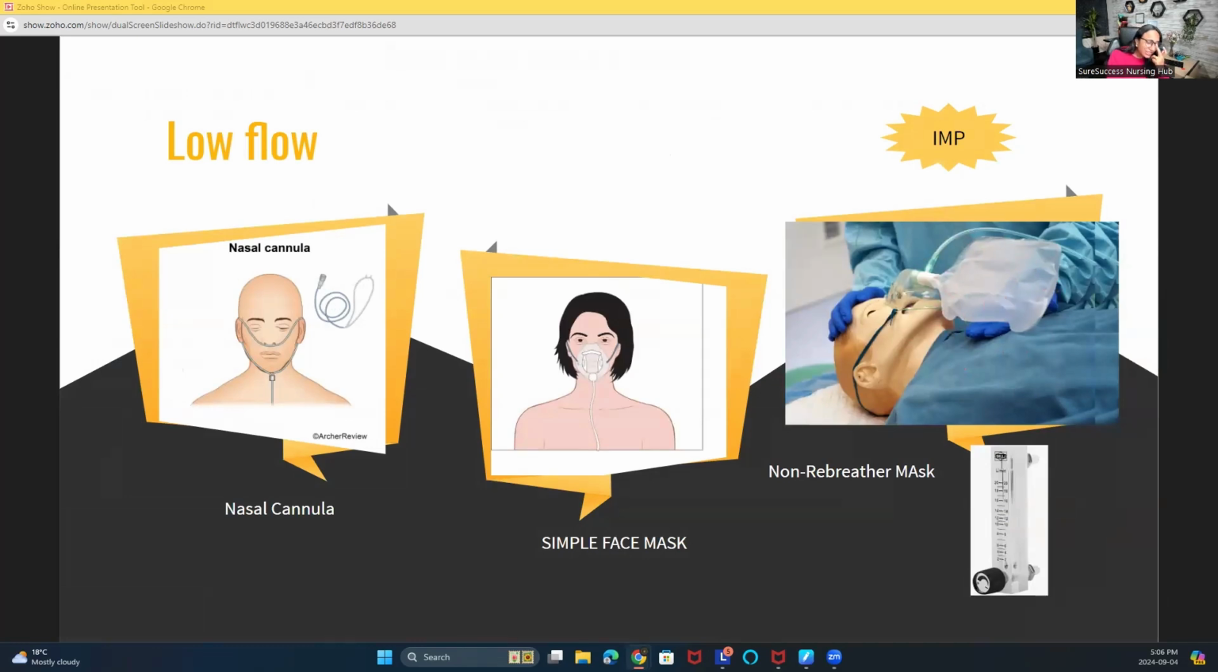What do you mean by rebreathing? For example, imagine you are wearing an N95. Let's go back to the COVID-19 era when we were wearing masks. When you're breathing out and you are breathing in your own breath from the mask, we call it rebreathing. Okay, that is known as rebreathing.